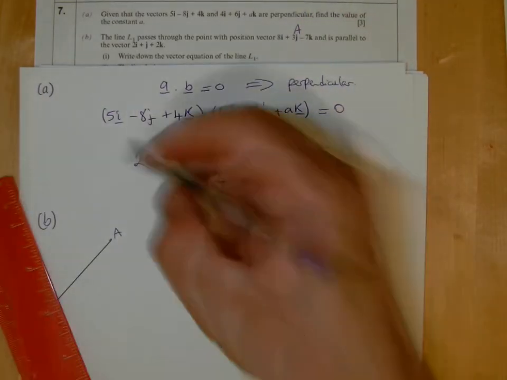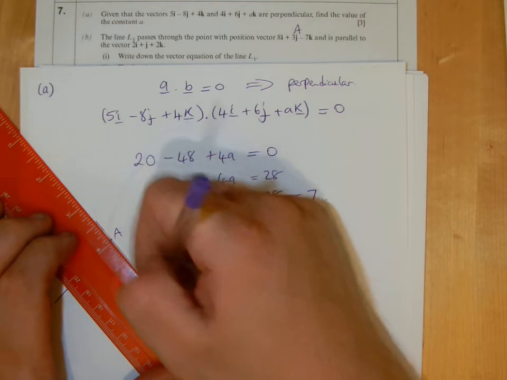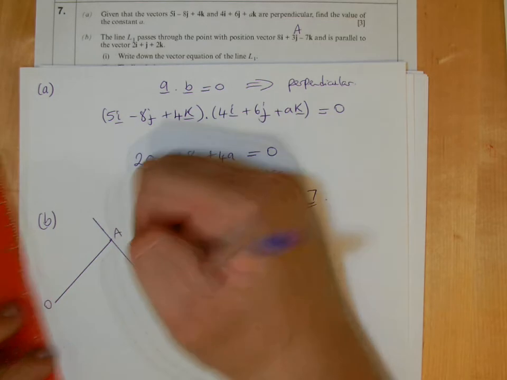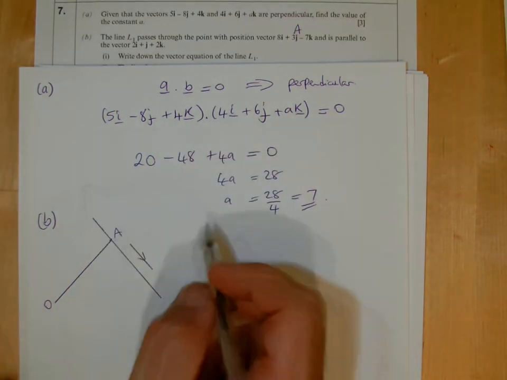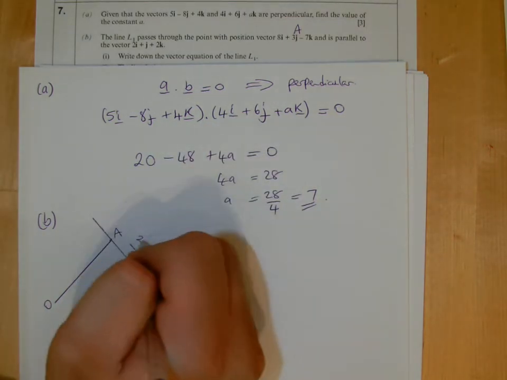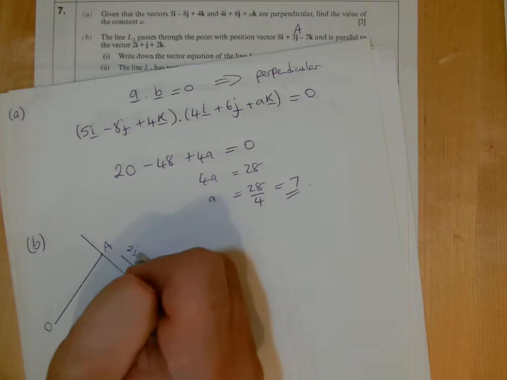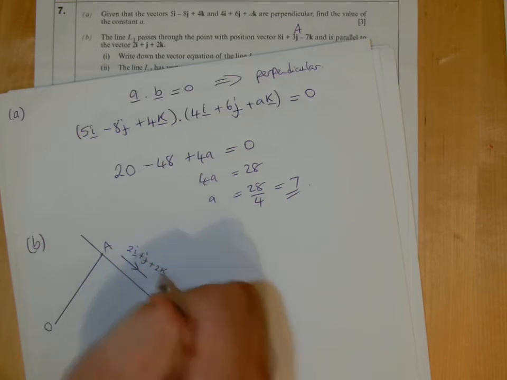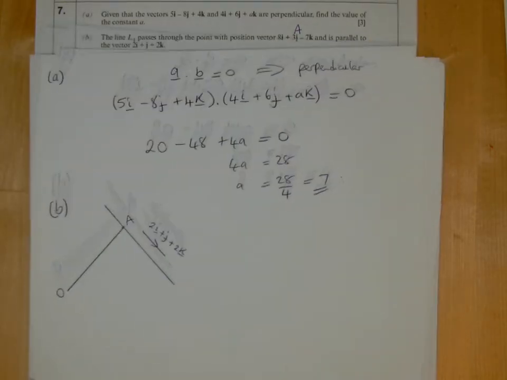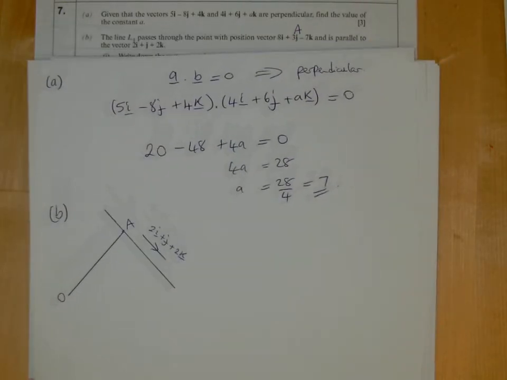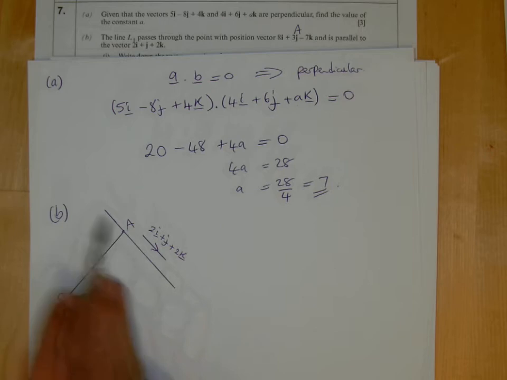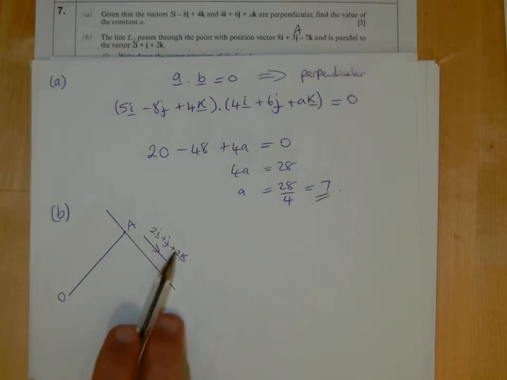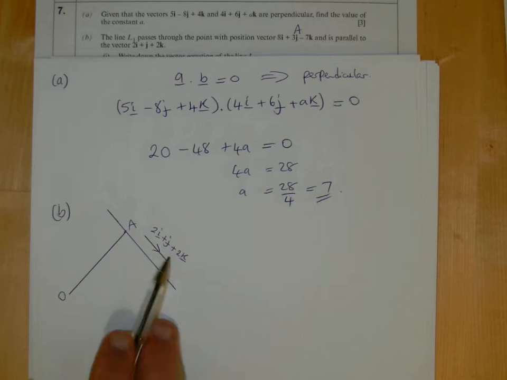If it's parallel, they're actually telling you the direction of it. So the direction of this line is parallel to this vector 2i plus j plus 2k. I don't know why I'm writing it sideways, but it looks a bit better. So it's parallel to that vector. Any point on this line will be in the direction of that vector there, because it's parallel to that one.